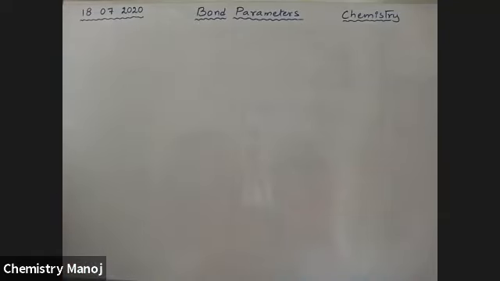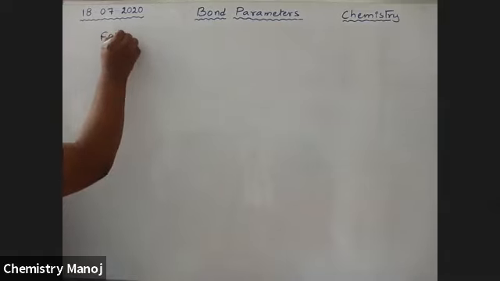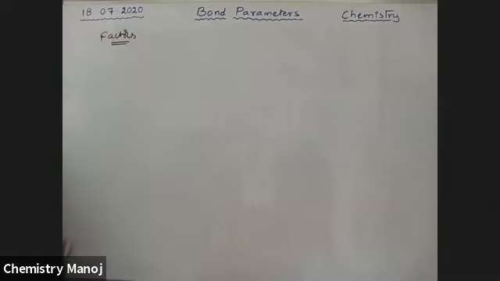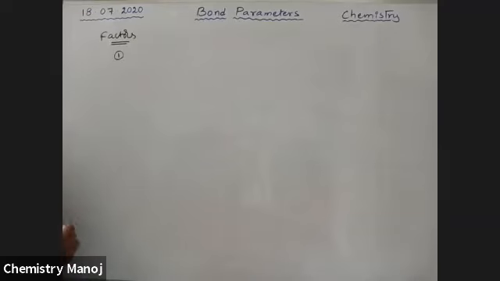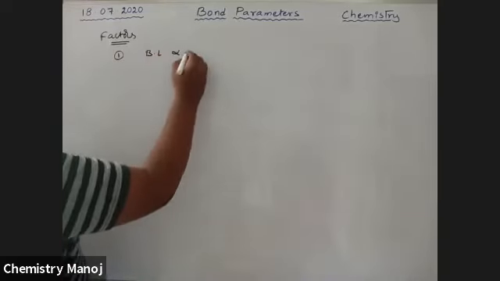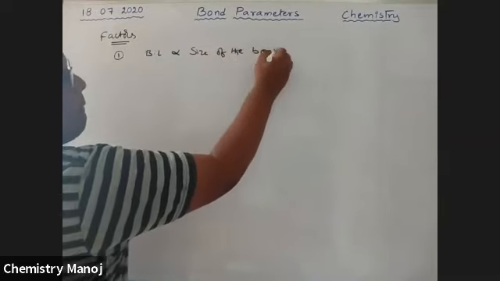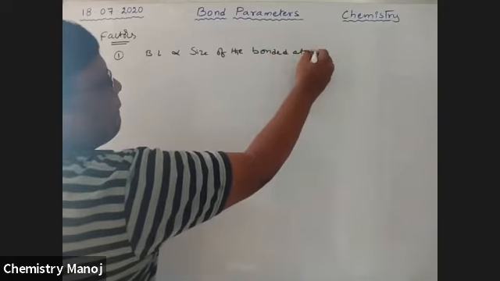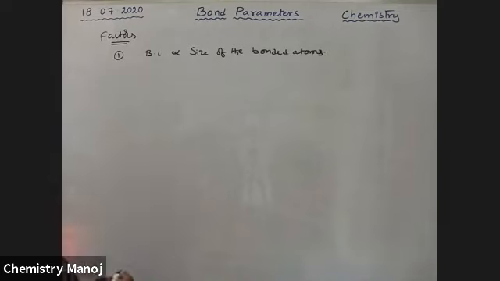Okay. Now, what are the factors influencing bond length? First one, the first and most important one: bond length is directly proportional to the size of the bonded atoms.